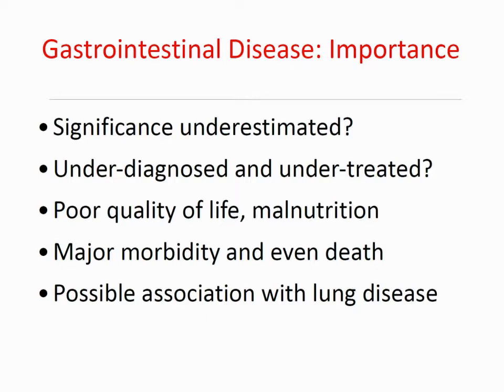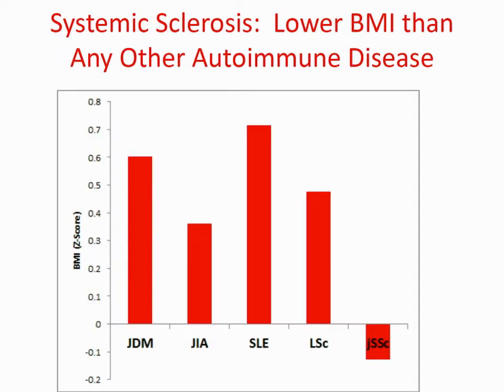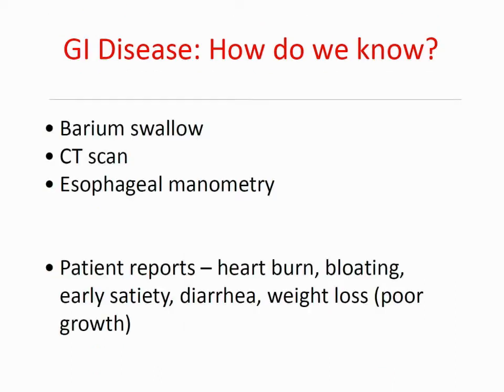Very under-recognized, a GI disease. Undertreated, probably. The highest association in patients with scleroderma with poor quality of life. In a child, associated with malnutrition, associated with poor growth. So we're extremely concerned about this. This is the BMI in the scleroderma patients on the very right, and myositis, juvenile arthritis, lupus, and localized scleroderma have pretty normal BMIs. These patients with systemic sclerosis, very low BMIs. So these kids are not growing very well. They're not gaining weight as they should.